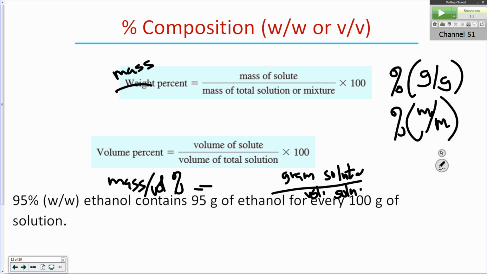If you say something's 95% ethanol, that means weight. That means there are 95 grams of ethanol per 100 grams of the solution. And the solution contains the solute. The solution is the whole. The solute is the minor component in the system.